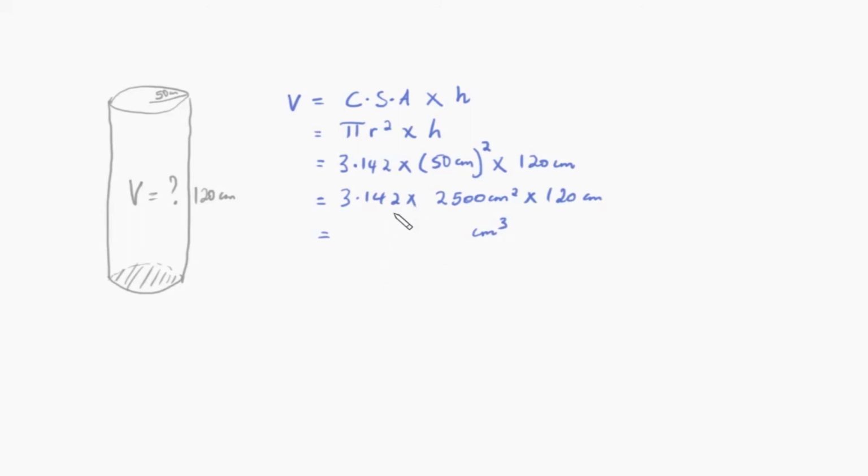Okay, let's multiply the constants and the coefficients here. We are going to say 3.142 multiplied by 2,500 multiplied by 120. So our answer is going to be 942,600 centimeters cubed. That would be our volume. 942,600 centimeters cubed.